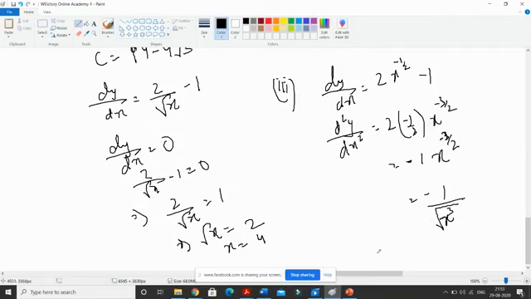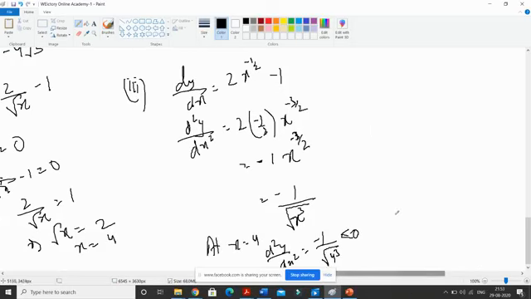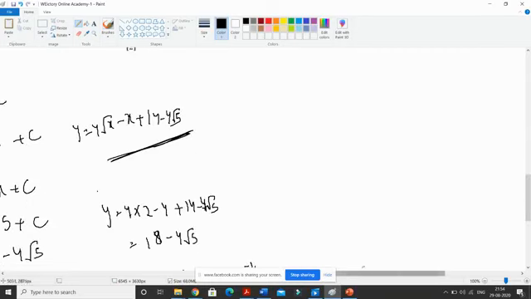So if you substitute 4 at x equal to 4, you will get d square y over dx square is minus 1 over square root of 4 cube, which is less than 0. So maxima. So maxima at x equal to 4. So maxima you will get.